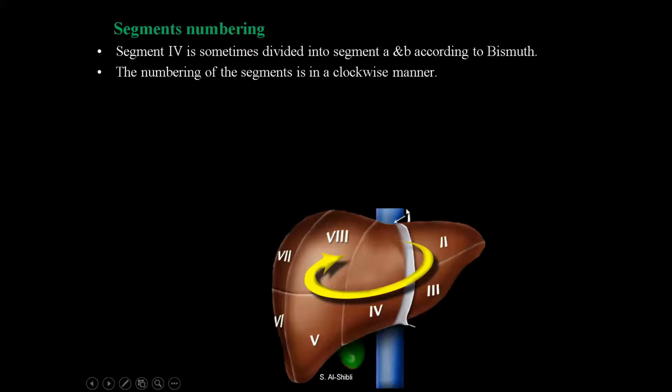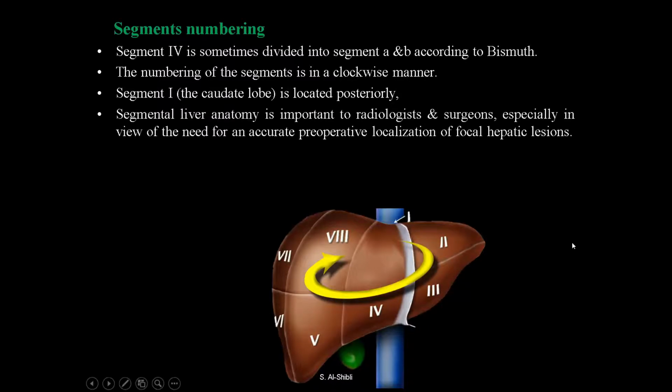Starting from 1, the 1 is posteriorly hidden. You cannot see it now because it represents the caudate lobe of the liver. Segment 1, which is the caudate, is located posteriorly. Then we have segments 2, 3, 4, 5, 6, 7, 8.